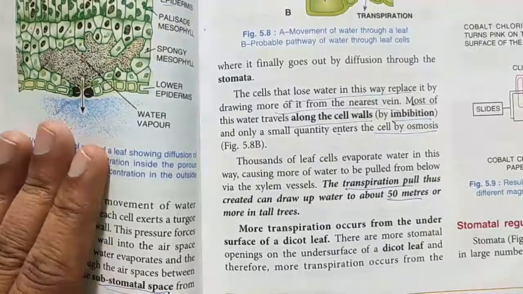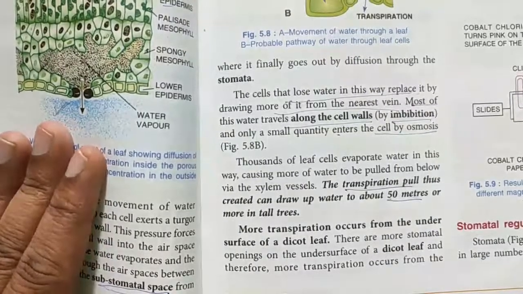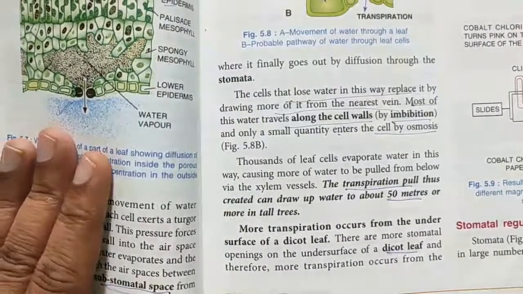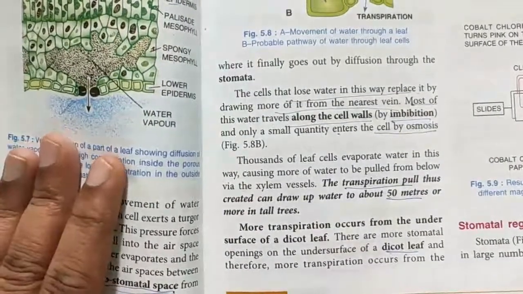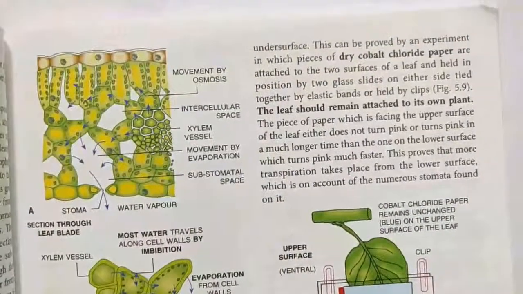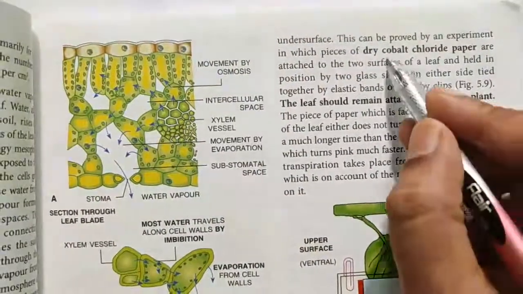Now as I said earlier, more stomata are present in the lower surface of the leaf. In the case of a dicot leaf, you will find more stomata in the lower surface. How are we able to see that they have the maximum number of stomata? With the help of dry cobalt chloride paper.